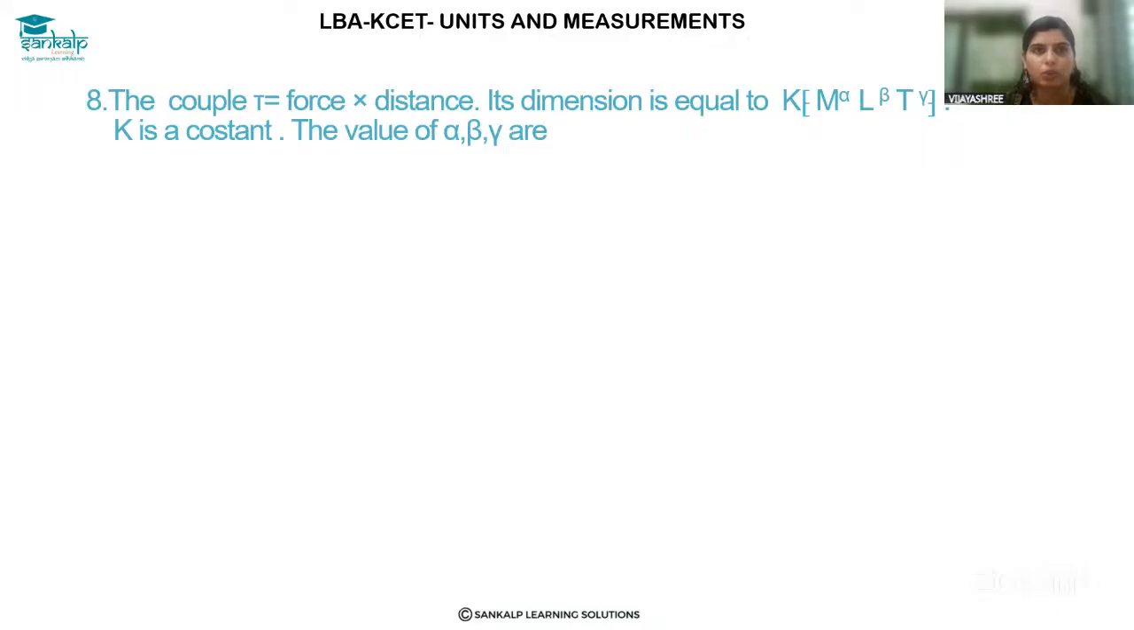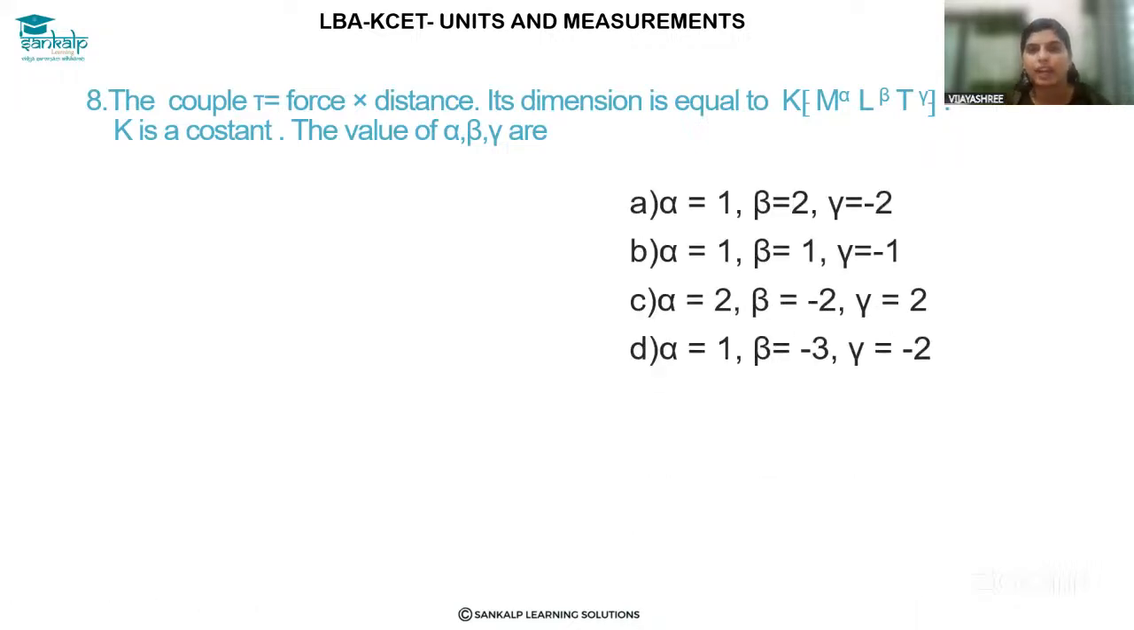The couple tau is equal to force into distance. Its dimension is equal to k into m to the power alpha, l to the power beta, and t to the power gamma. k is a constant. The values of alpha, beta, and gamma are the options.